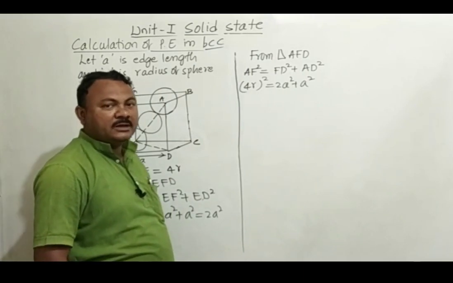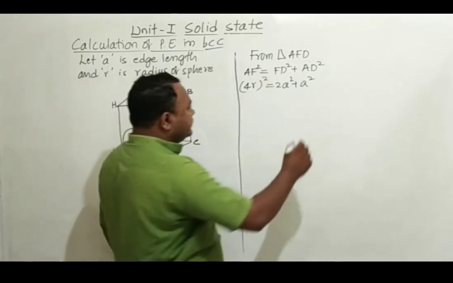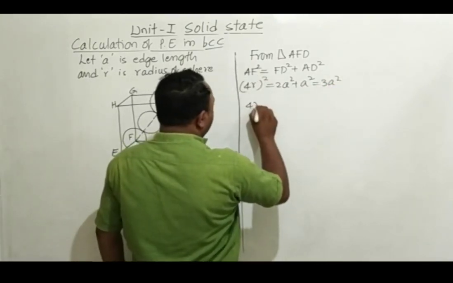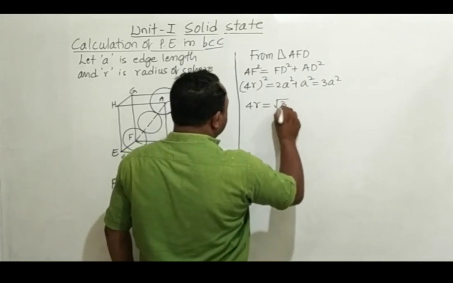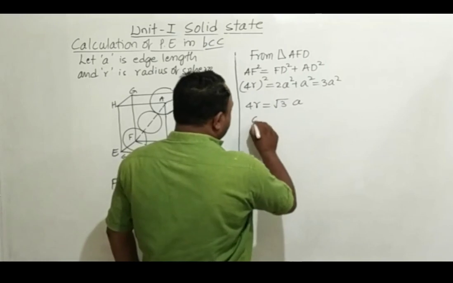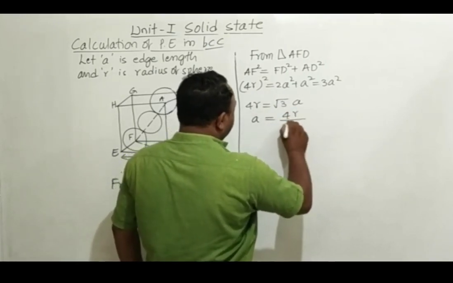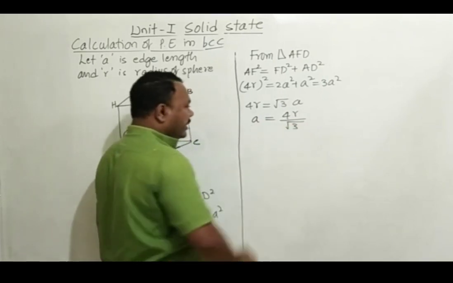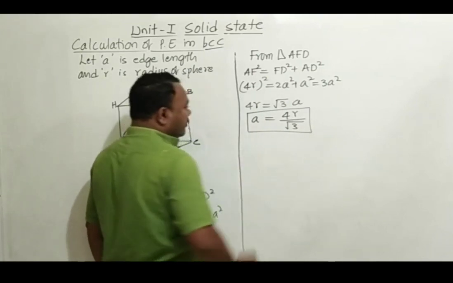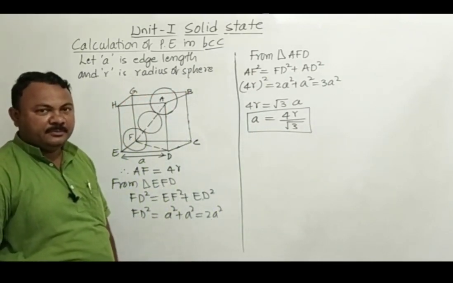So what about the 4R then? This becomes 3A square, transfer the square to the right side. 4R is equal to root 3A. Next, bring this root 3 to the left. You can write 4R divided by root 3 is nothing but A. Now we got the value of A in terms of R. In BCC, A is equal to 4R divided by root 3.